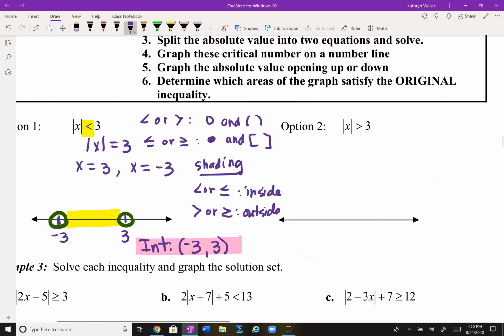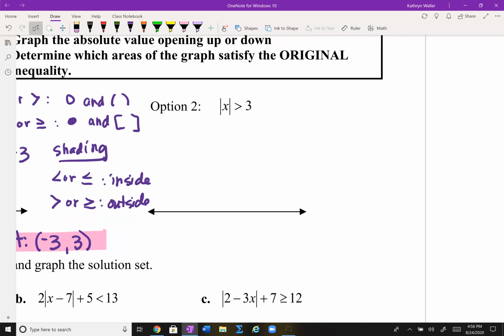So let's do option 2. Step 1, get it alone, done. Step 2, make it an equal sign. So it's going to look like that. Step 3, split it in 2 and drop that absolute value symbol. So it looks like that. The next step is to graph it. So the -3 is going to be over here. The +3 is going to be over here. Open circles because you don't have an equal sign.